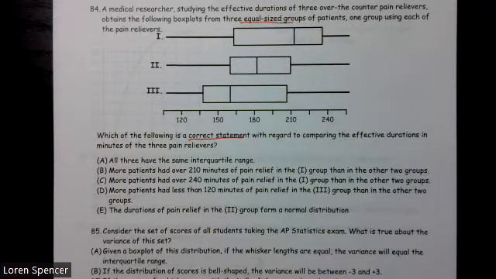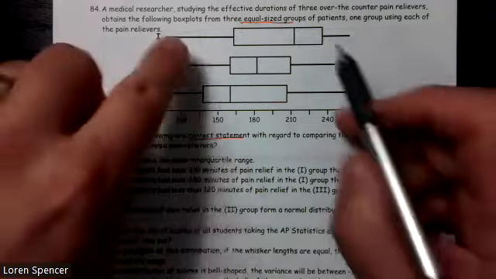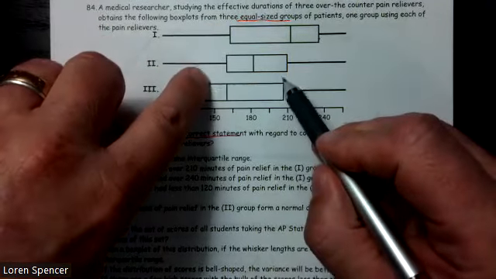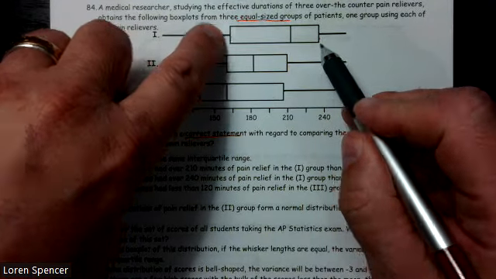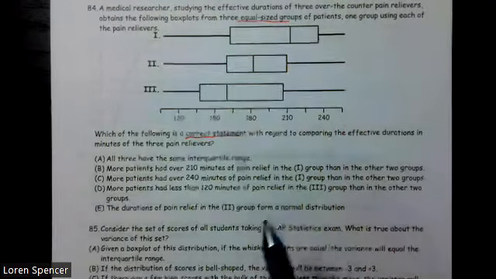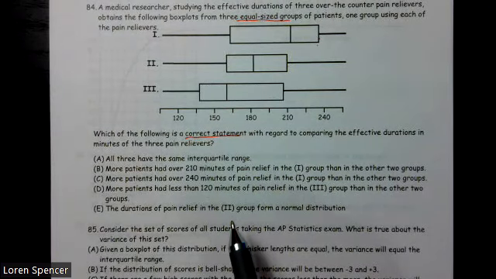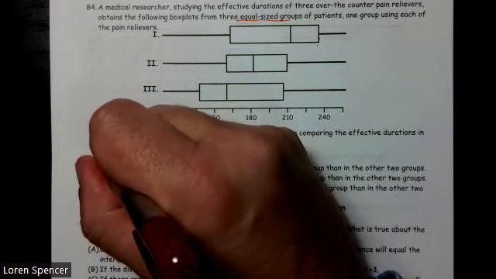No, the IQRs appear to be different. Remember, these are the IQRs. This one has the smallest IQR. This one appears to have the largest IQR, just eyeballing it. All right, so they don't have the same IQR, so that's false.